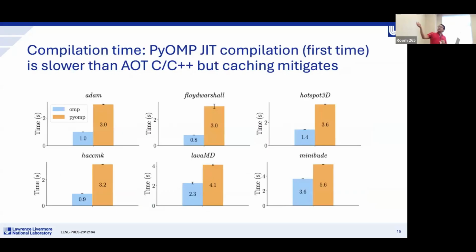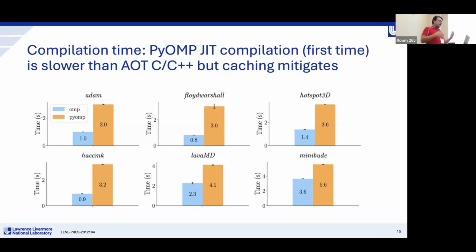Now, the third thing is compilation time. This is the ahead-of-time compilation time of the C++ program versus the just-in-time compilation for the same program. I'm saying first time here because Numba caches your compilation. Once you compile a function, it is cached at runtime, and it also allows you to cache this compilation on disk, so you can reuse it later. So in that sense, we do have inflated compilation time.